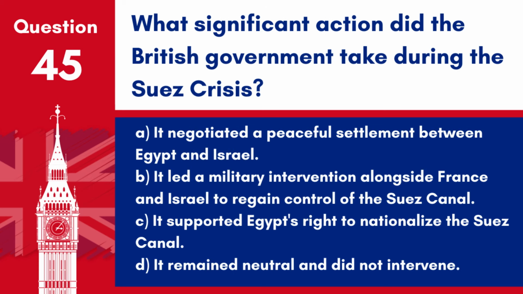Question 45. What significant action did the British government take during the Suez Crisis? A. It negotiated a peaceful settlement between Egypt and Israel. B. It led a military intervention alongside France and Israel to regain control of the Suez Canal. C. It supported Egypt's right to nationalize the Suez Canal. D. It remained neutral and did not intervene.